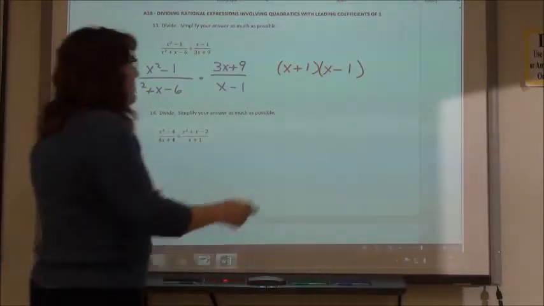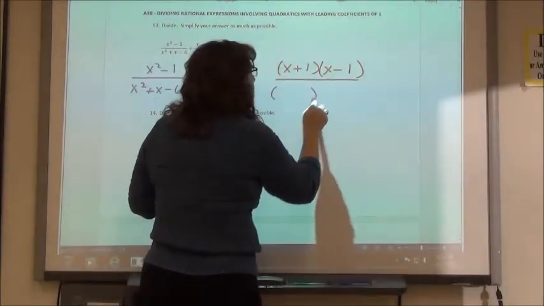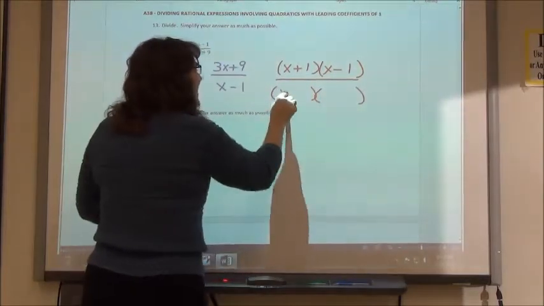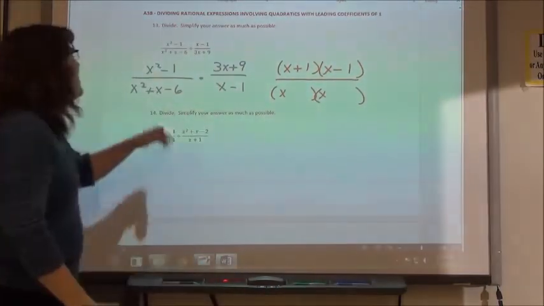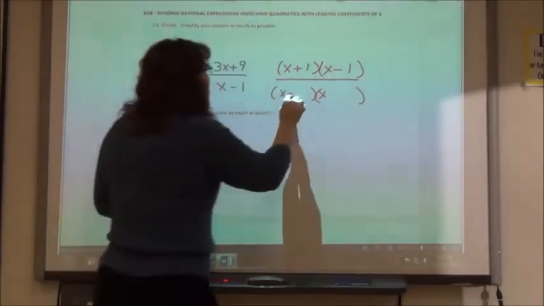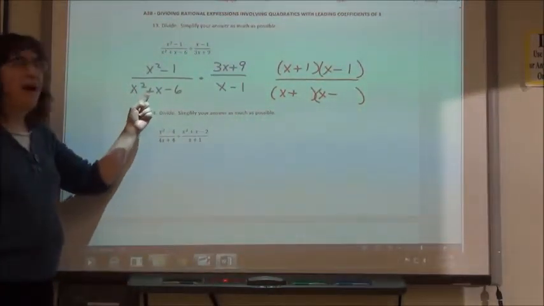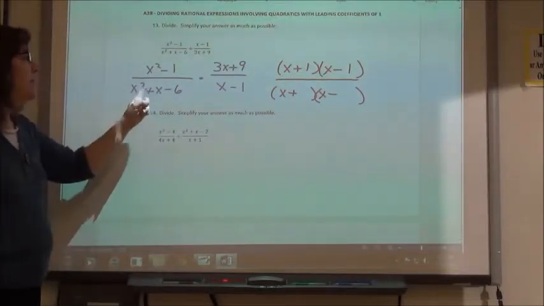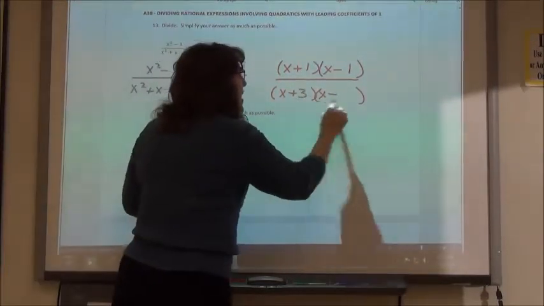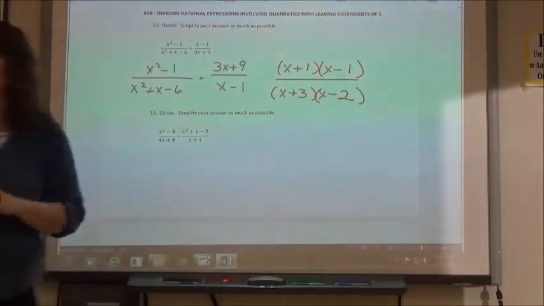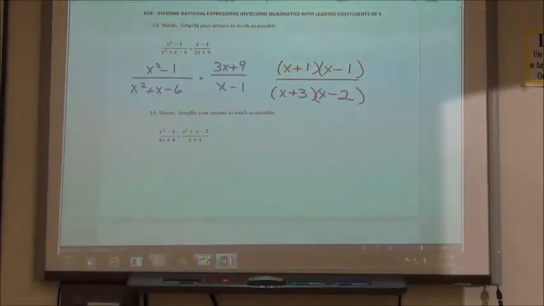On the bottom, we factored those ones with 6's a lot. x and an x. The end is negative, plus and a minus. Factors of 6 that give me the positive 1 in the middle. Plus 3 and a minus 2, right? 3 minus 2 is positive 1.